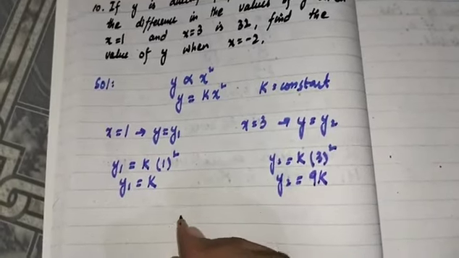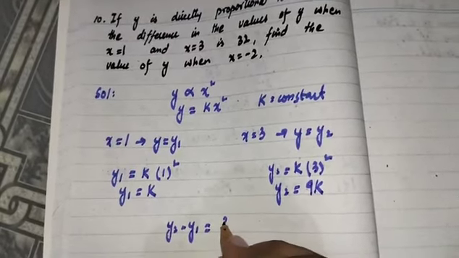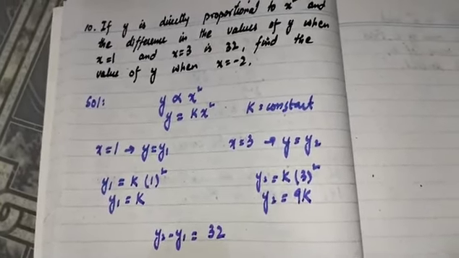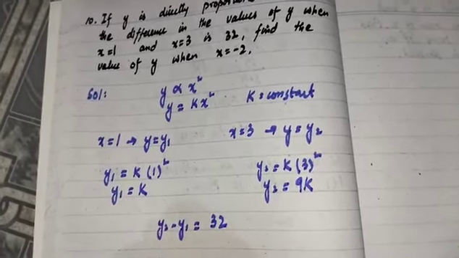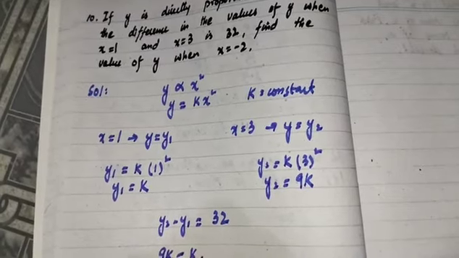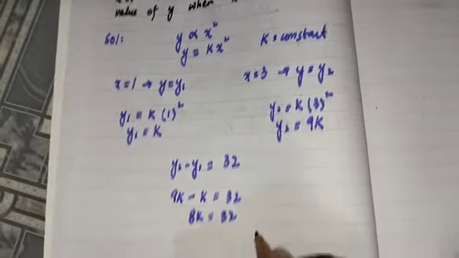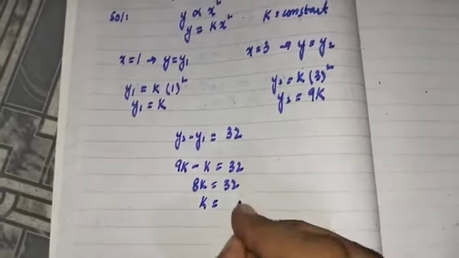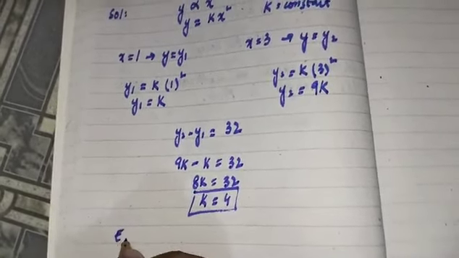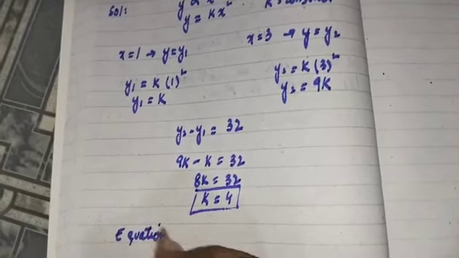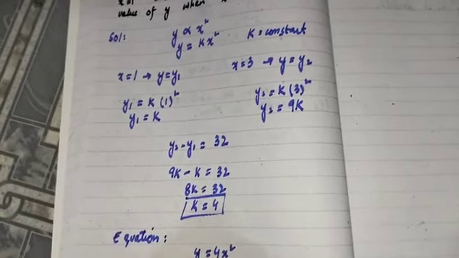The difference in values of y means that y2 minus y1 will be equal to 32, according to the given information. So y2 is 9k, y1 is k, 9k minus k is equal to 32. So 8k will be equal to 32. So the value of k will be 4, since 4 8s are 32. So you can say that the equation will be y is equal to 4x square.